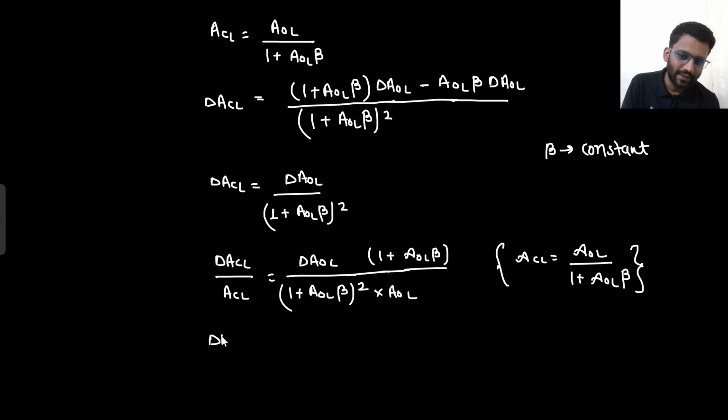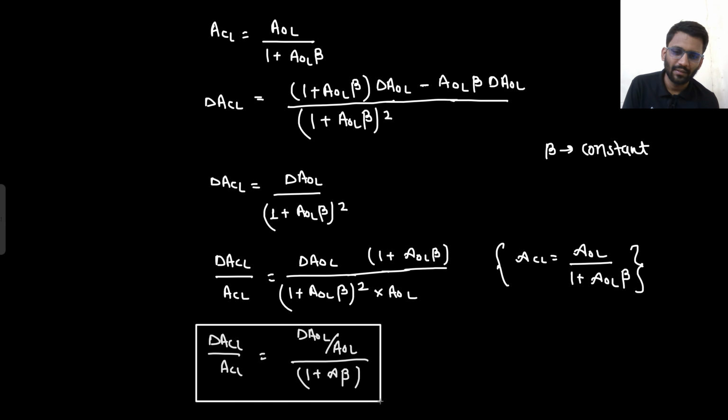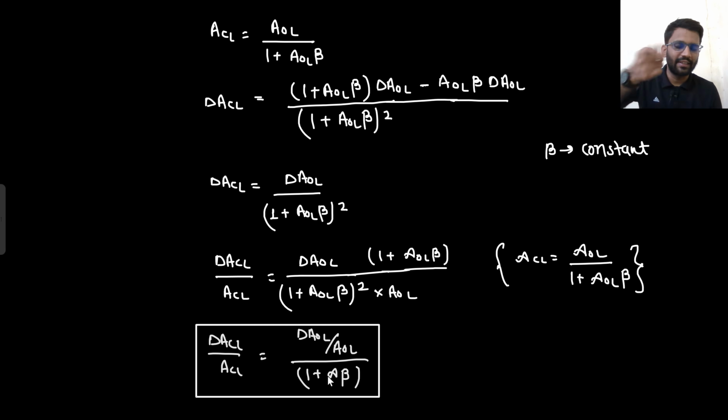So what you are getting? Delta ACL by ACL equals delta AOL by AOL divided by 1 plus A beta. So percentage change in closed loop gain would be equal to 1 by 1 plus A beta times the percentage change in open loop gain.